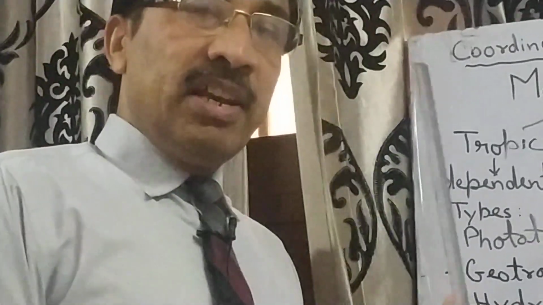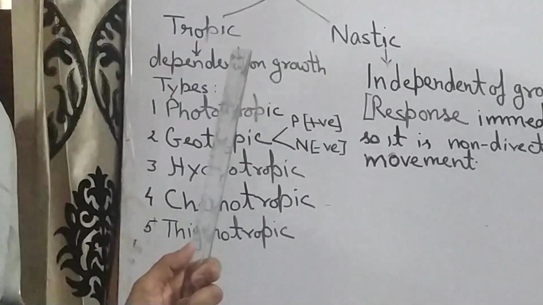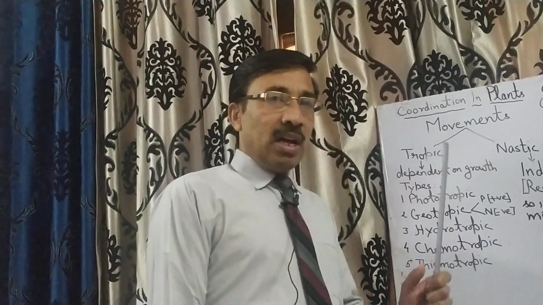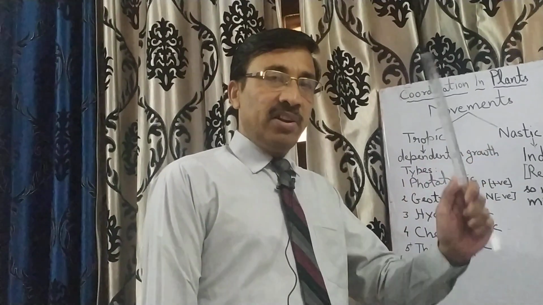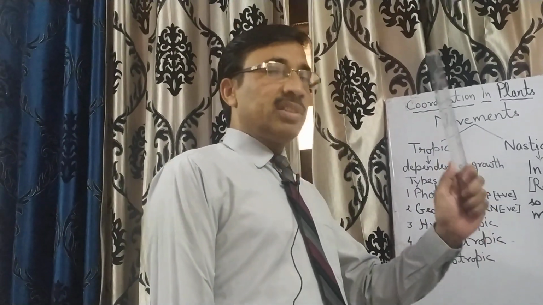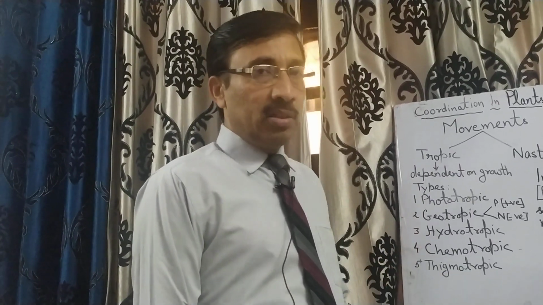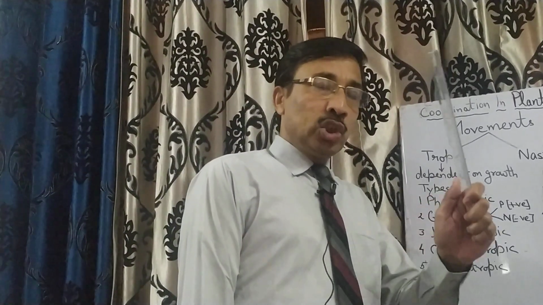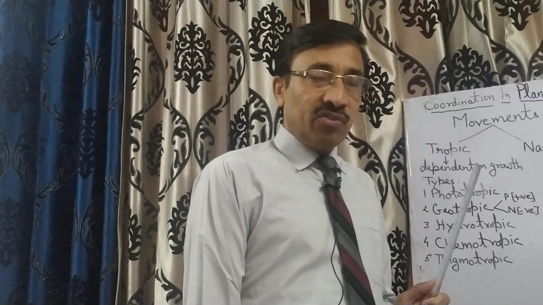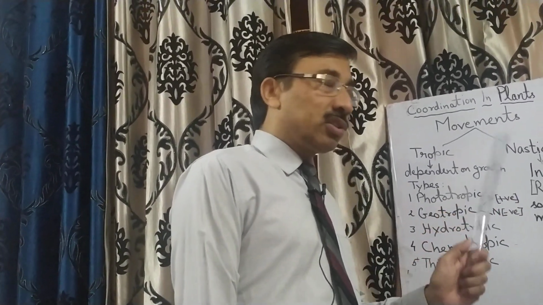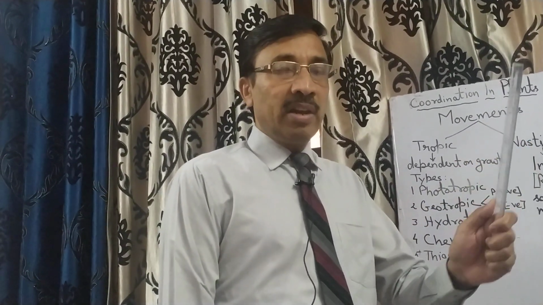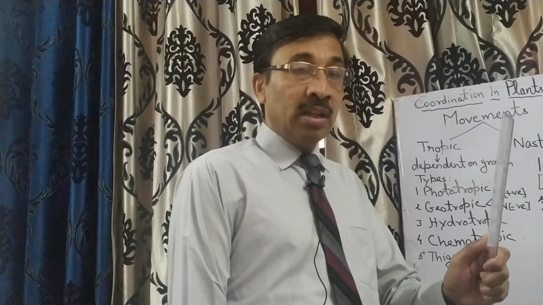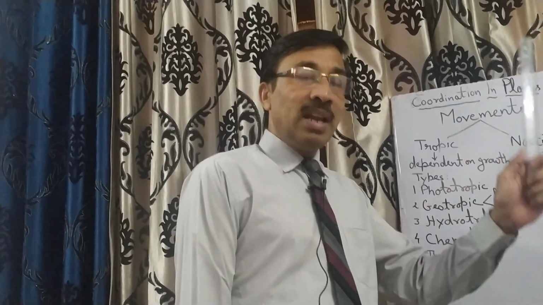Now, one by one. First is phototropic movement. The word itself is defining it: the response of the plant towards light. If you keep a pot in a dark room, and there is just one ventilation, because of the light coming through that ventilation, after a few days you will observe that the plant shows movement towards the ventilation. Why only towards the ventilation? Why not towards the window side? Why not towards the door side? Because light enters the room only through the ventilator. So, the plant moves towards light.